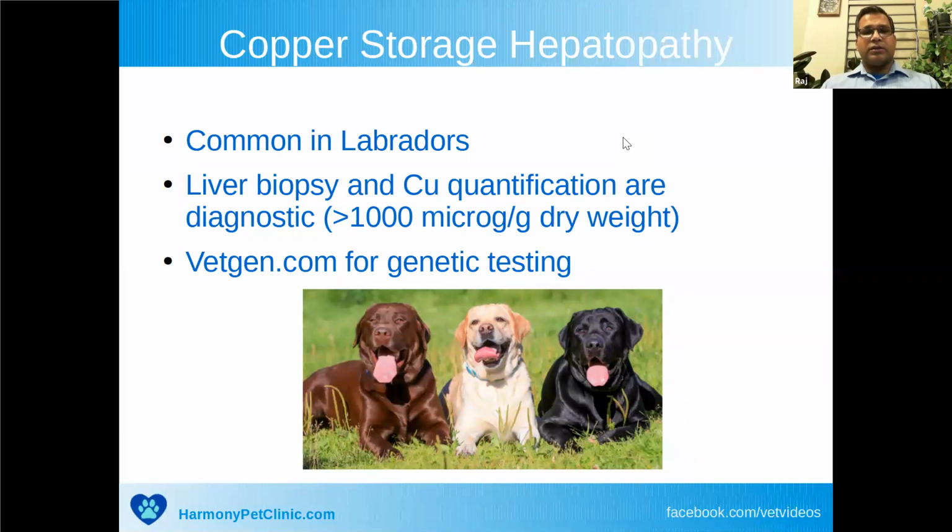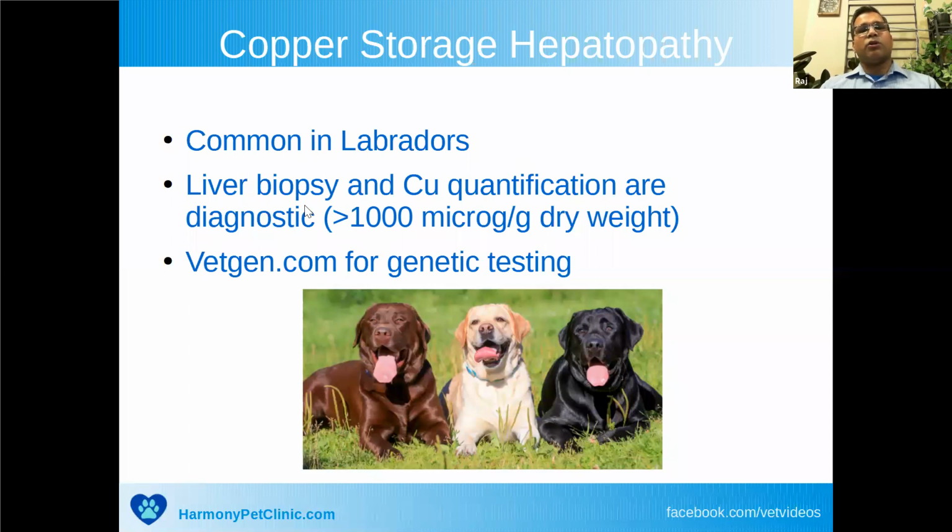I learned that Labradors are very common breed in dogs, very popular. There's a disease called copper storage hepatopathy. It used to be more prevalent in another breed called Bedlington Terriers, but right now it's becoming more common in Labradors. And mainly the signs are again liver signs. ALT will be high in the beginning, and later both ALT and alkaline phosphatase will be high.